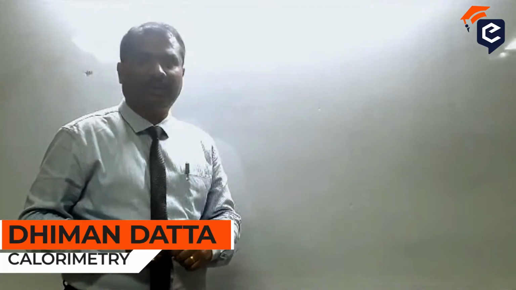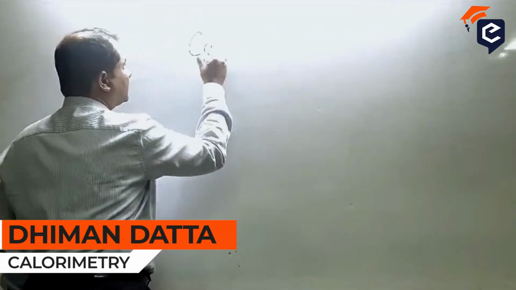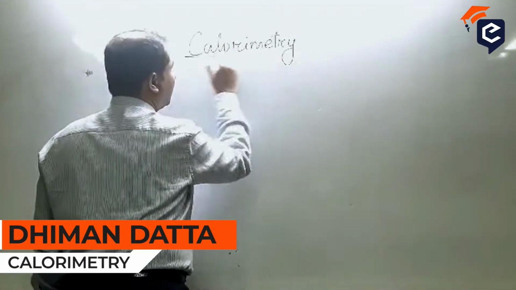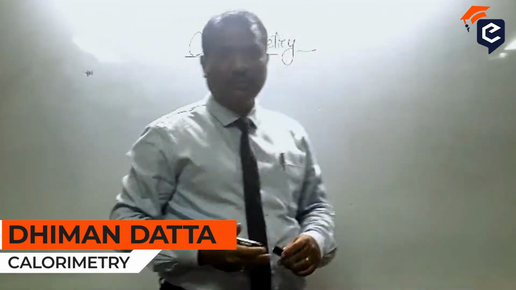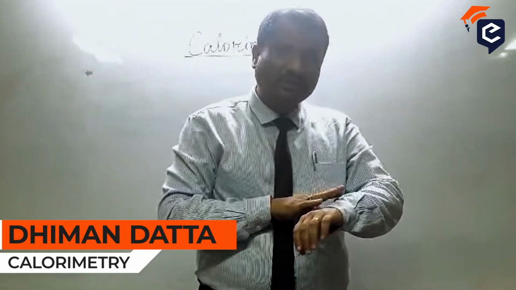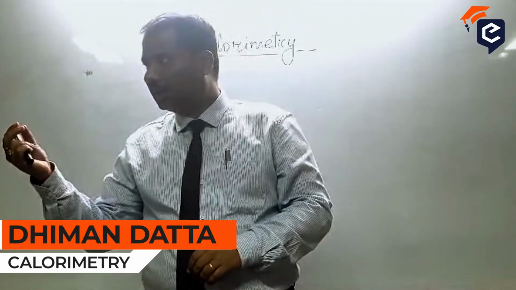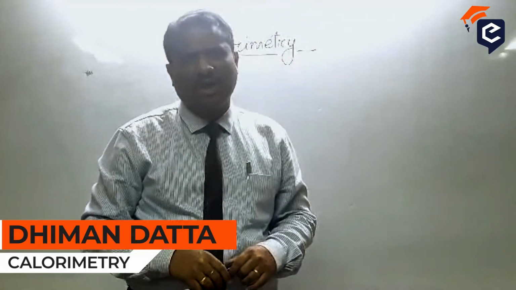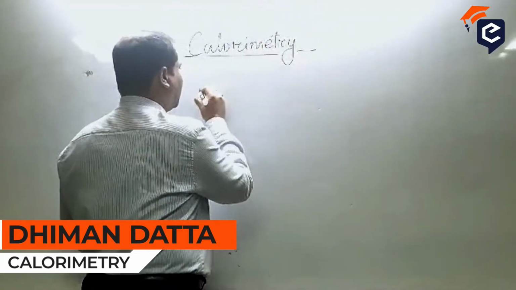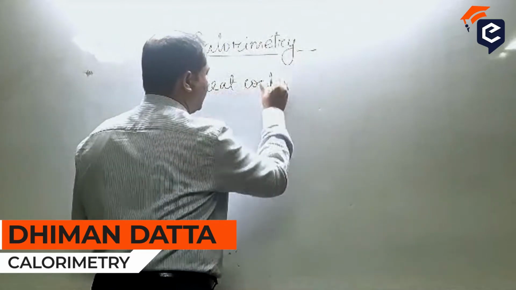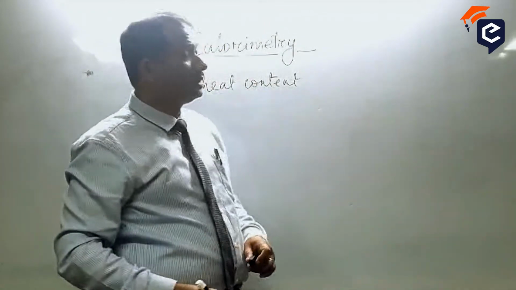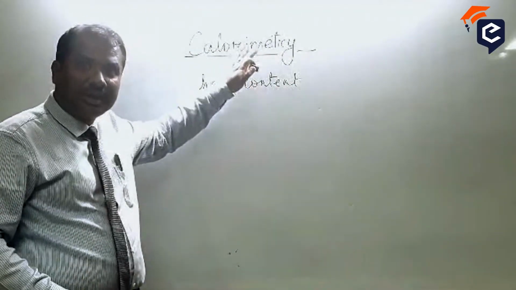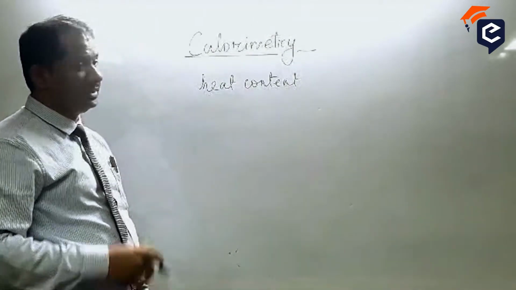Today we are going to learn about a chapter which is called calorimetry. Now we use a watch to measure time. We use a clinical thermometer to measure our temperature. But how do we measure the heat contained in a body? This is done by the principle of calorimetry.